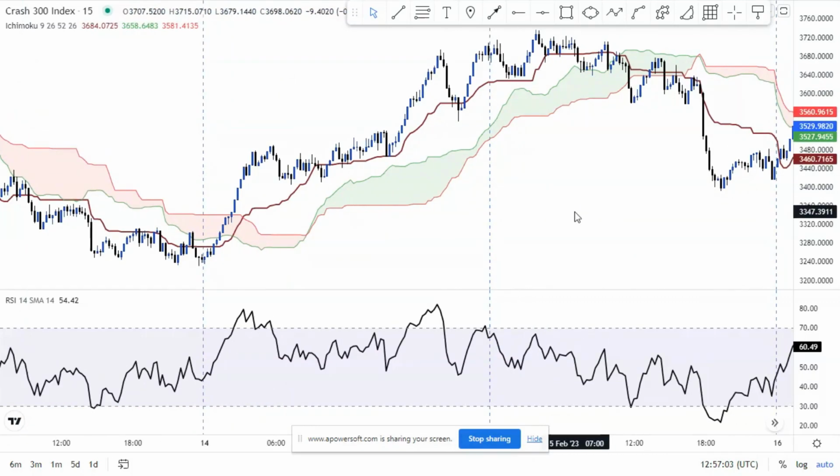For those that have been here long enough, whenever I talk about daily entries, I normally turn on the period separators to really show you that it's really possible to get some opportunities during the day.